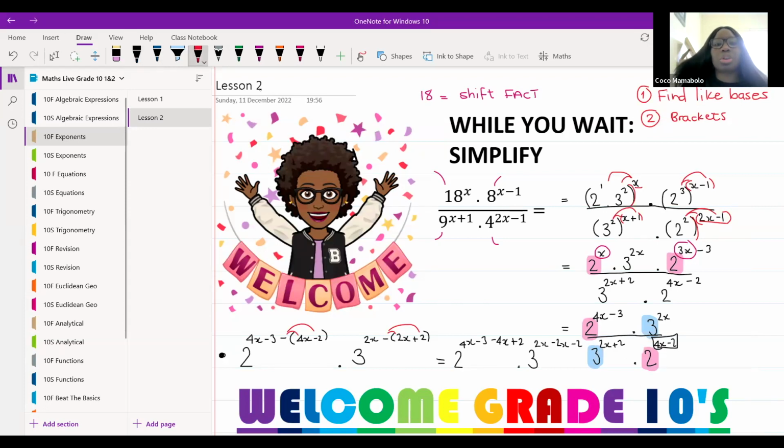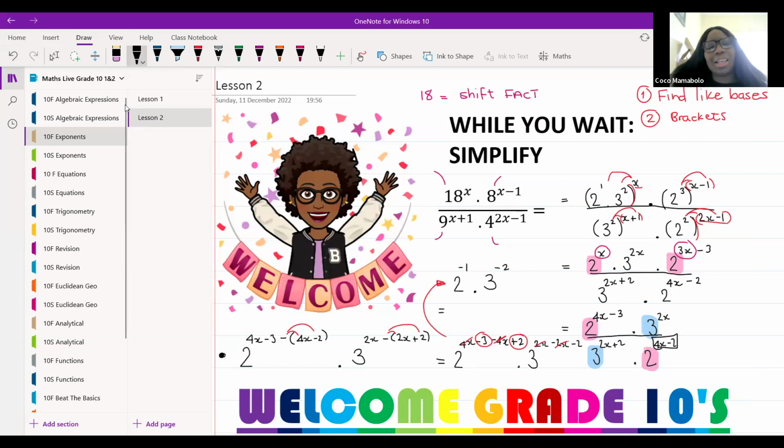All right, and then we're just going to clean up. We're going to add like terms on the top here. I'm going to get 4x minus 4x, that will give us 0. And then I've got negative 3 plus 2, and that's going to give us 2 to the power of -1 multiplied by 3, and then we need to go see what's happened with the 3's here. 2x minus 2x will give us nothing, and then I'll end up with -2.